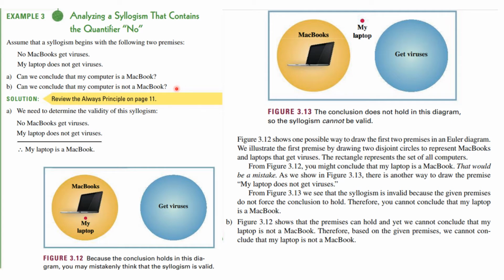Can we conclude that my computer is not a MacBook? And you see we can't conclude that either, because it could be here or it could be here. So you cannot make either conclusion. And so that shows that you have to be careful when analyzing a syllogism that contains the quantifier no.